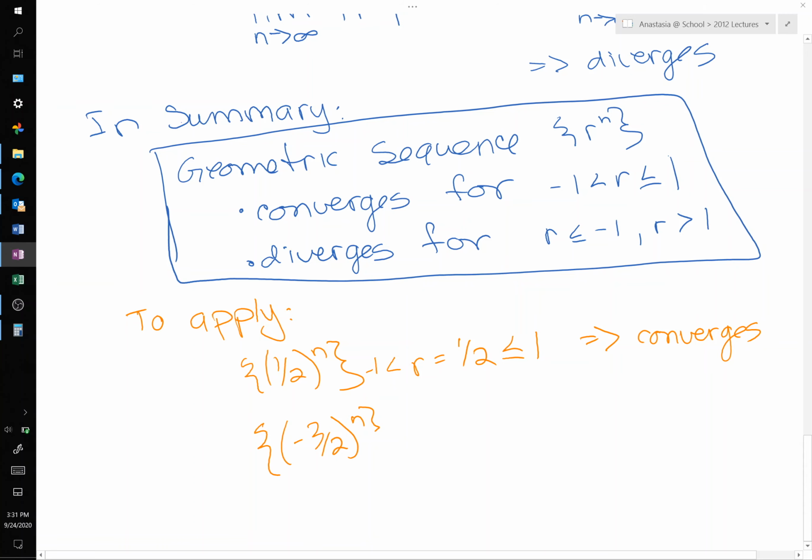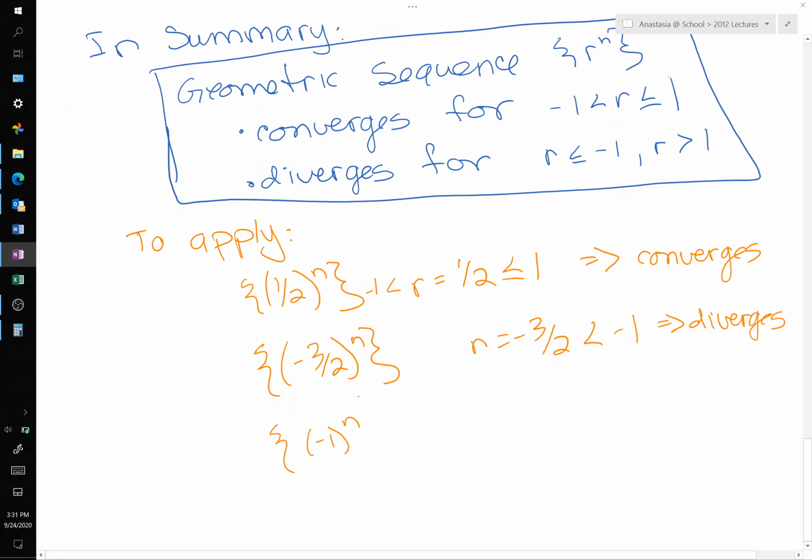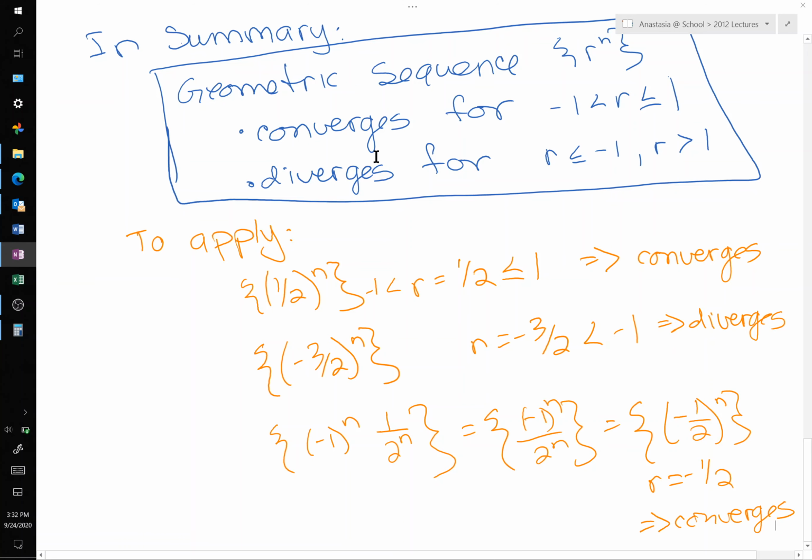When it gets a little complicated is when things are written separately. So let's say you have (-1)^n times (1/2)^n. Well, notice you can write this as (-1)^n over 2^n, which can be written as (-1/2)^n. So now you're back to r being -1/2, which converges. Okay, so you can use the result in this example to help whenever you are evaluating limits with geometric sequences. Also, we will revisit this when we talk about geometric series in the next section.